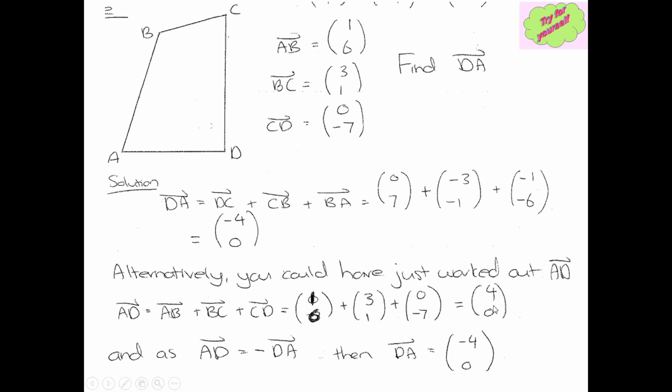The only thing is if you do it that way, you're just going to have to remember. Therefore, you've worked out AD, you might by accident think, hey, I've got the answer. But you would have to remember at the end, it's not AD that we want, it's DA. So AD is 4, 0. DA would just be the reverse negative of that. AD is the same as -DA, and so then DA equals -4, 0. And negative of 0 is just 0.